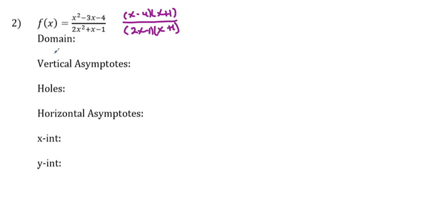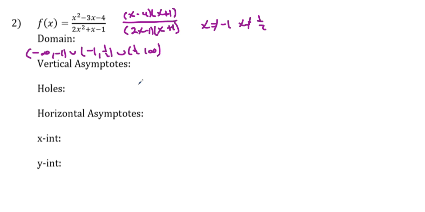So domain restrictions, it looks like x cannot equal negative 1, and x cannot equal 1/2. All right, so for our domain restrictions, I'll use interval notation again. From negative infinity to negative 1, union from negative 1 to 1/2, union from 1/2 to positive infinity.